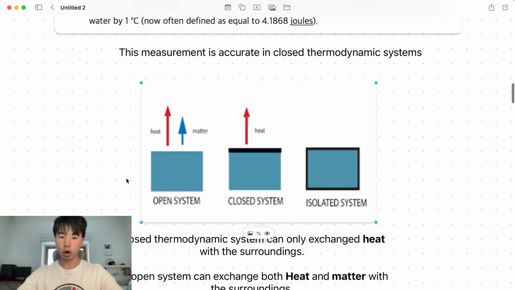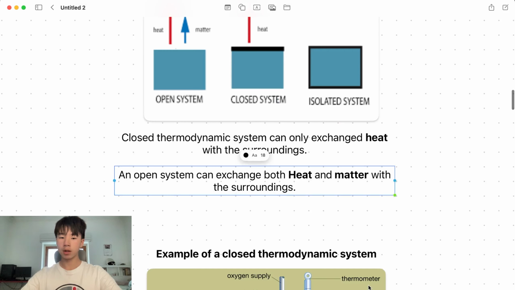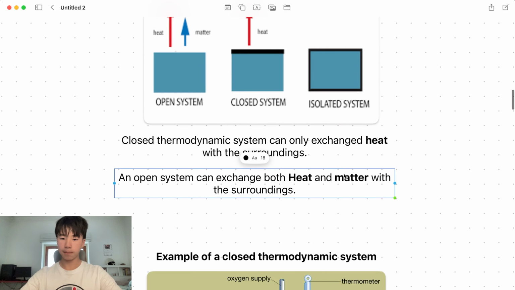Unlike us, we're an open system. We can let matter in and out. For example, we sweat, we let heat and water out. Or when we talk, we let water and sound and heat out. We're an open system, not a closed system, and that's what this slide talks about.